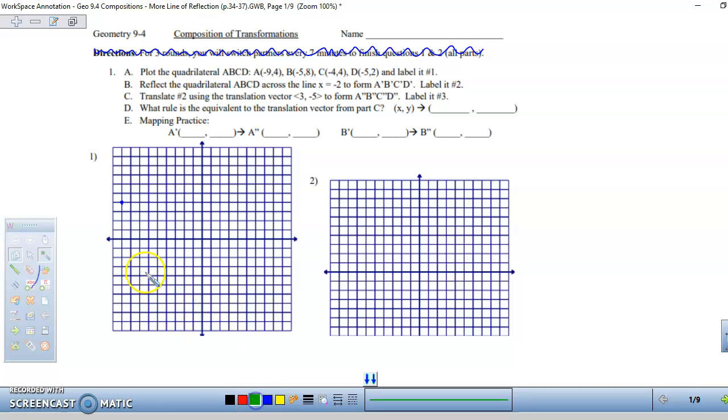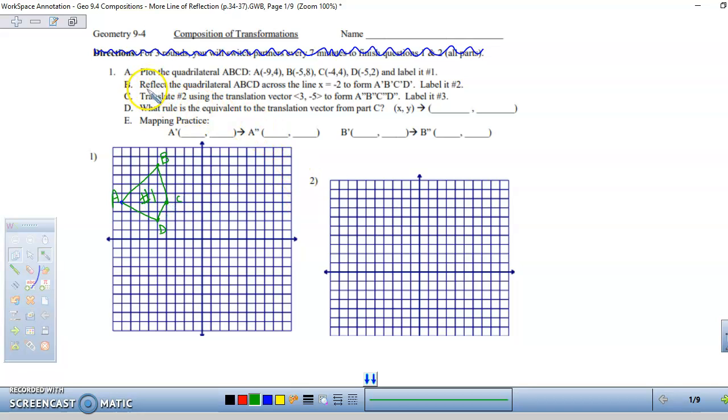Maybe I'll do it in a different color. So there's A. B is at -5, 1, 2, 3, 4, 5, 8. And then C is at -4, 4. 1, 2, 3, 4, 3, 4. Here's C. And then D is -5, 2. And there's D. Okay, so here's our quadrilateral that we're going to start with. And we're going to call that number 1.